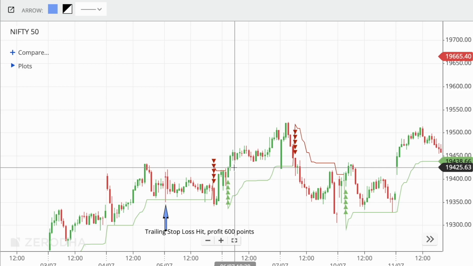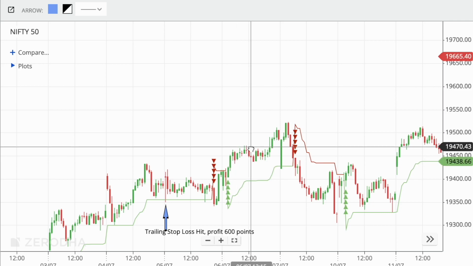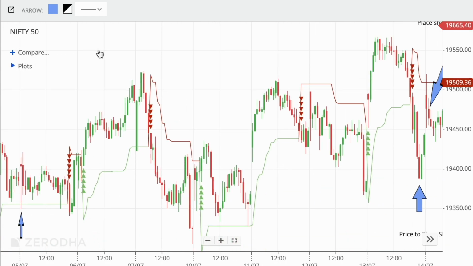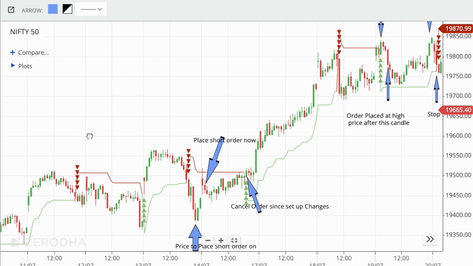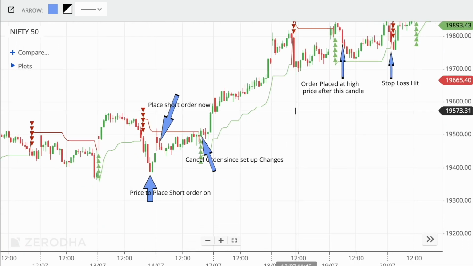So again, any kind of a breakout system has a lot of whipsaws. Even in this system, you'll have a lot of whipsaws. You'll have more losses than your wins, but the advantage is always on the risk and reward side. That is positive for you. So I've drawn two more examples, which I'll just show you.